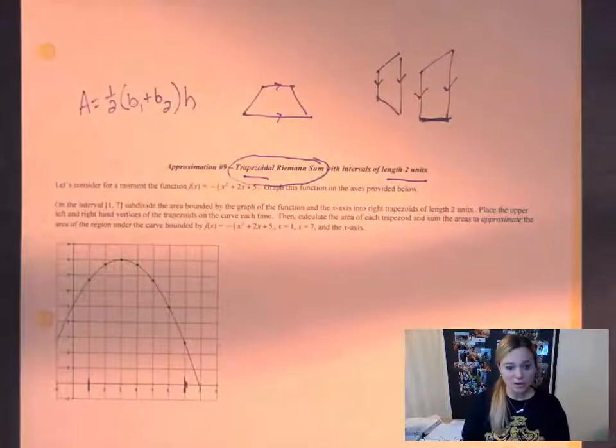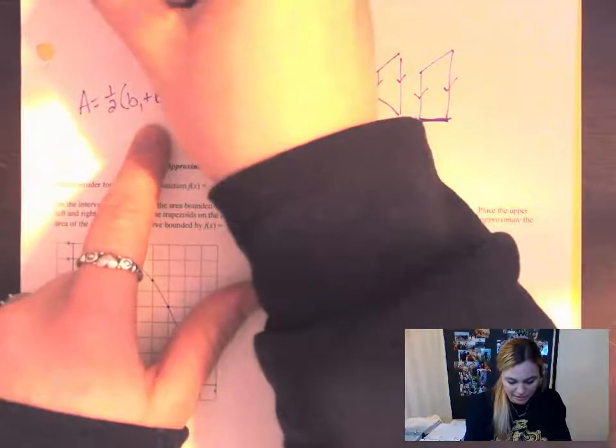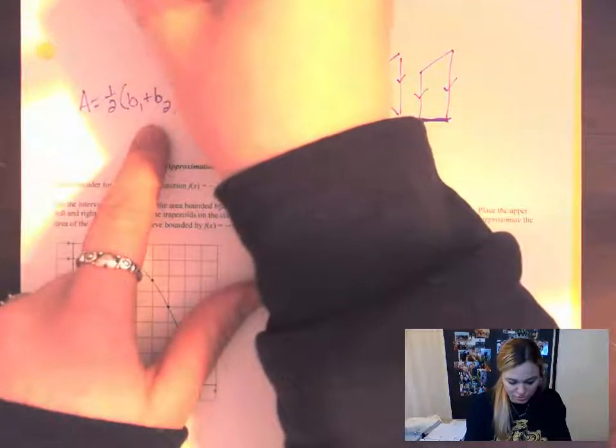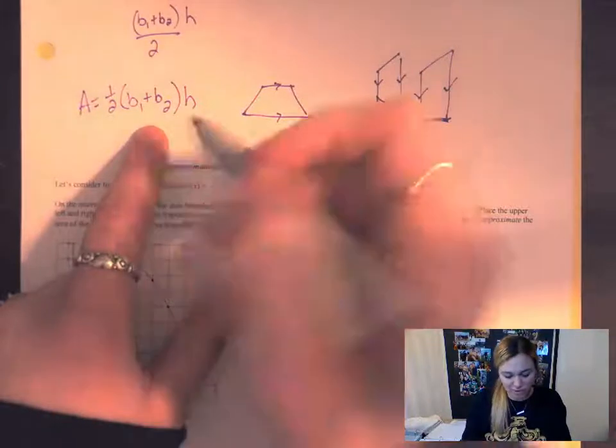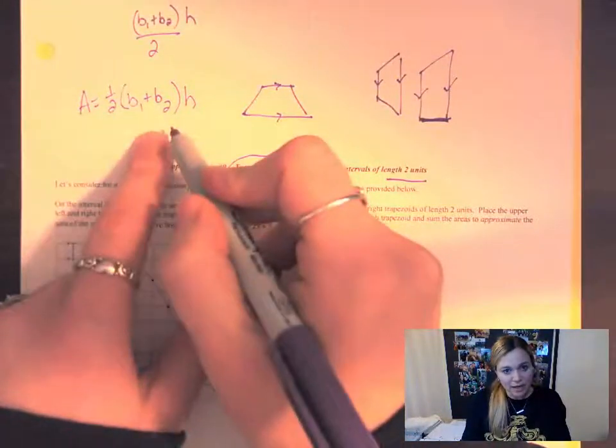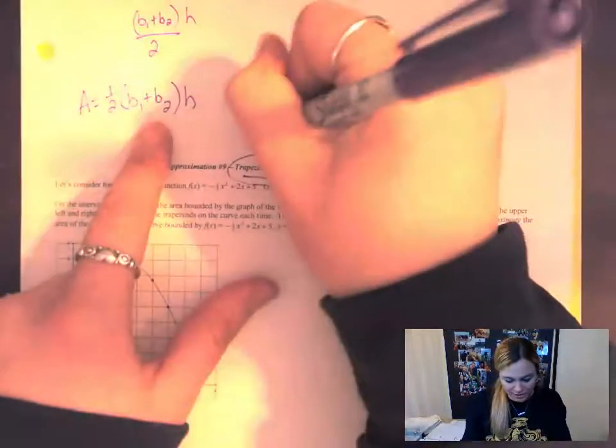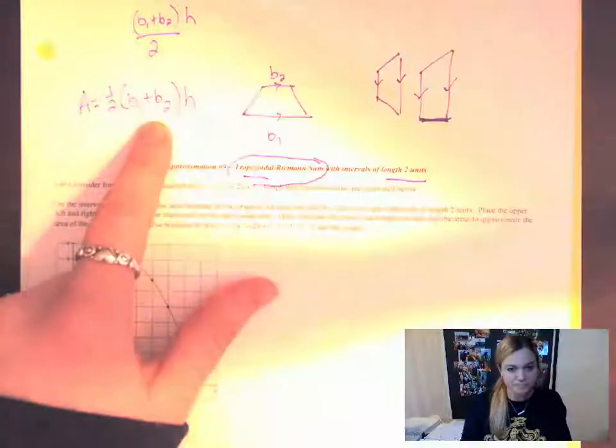Or sometimes you might see it as base 1 plus base 2 divided by 2 times that. You might see it like that. Sorry, the lighting's doing something weird. But this is the area formula. But when I think of base 1 and base 2, it's normally like this.